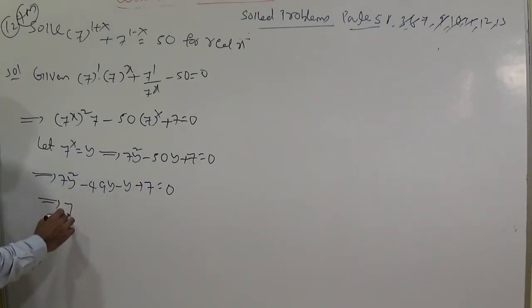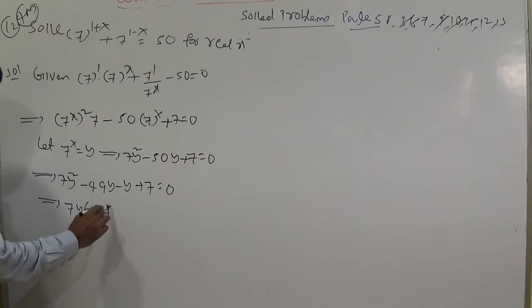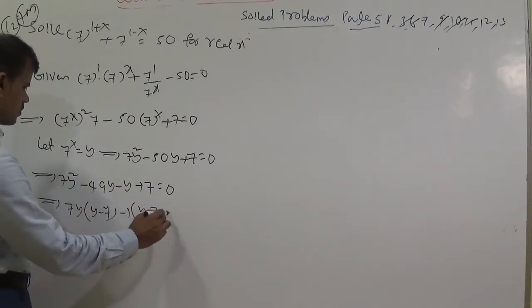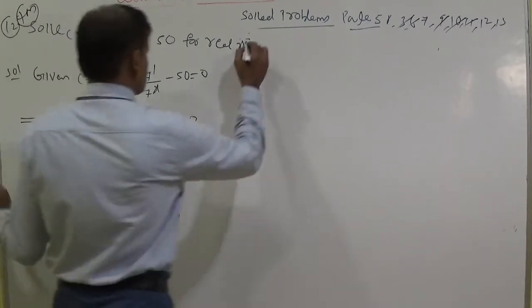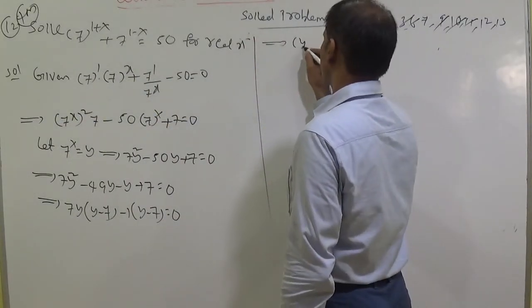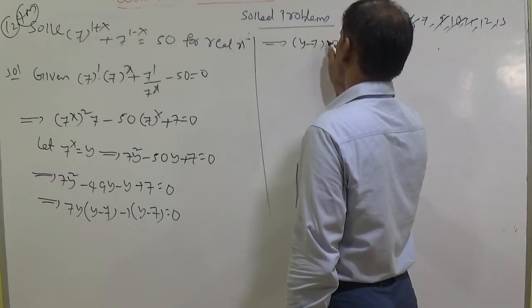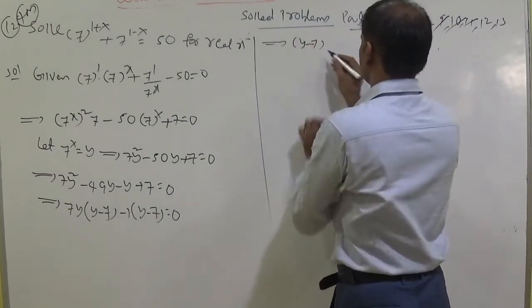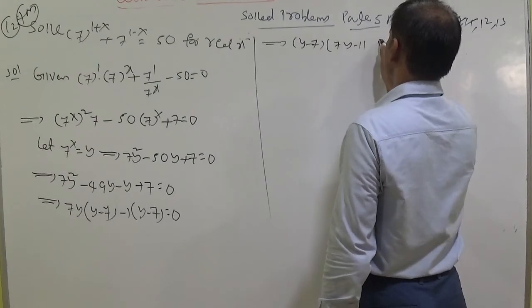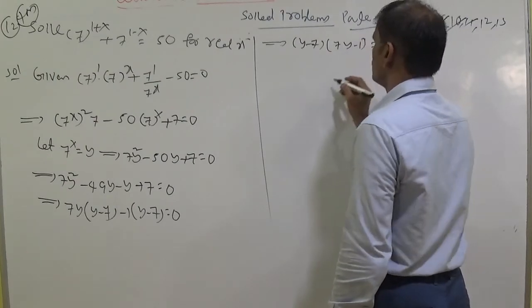That implies you can take 7y common. Now you can write this as y minus 7, and minus 1 you take common, it becomes y minus 7 equal to 0. That implies, again, you can write y minus 7 into 7y minus 1 equal to 0.